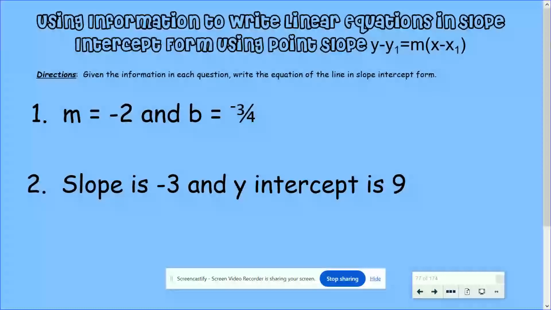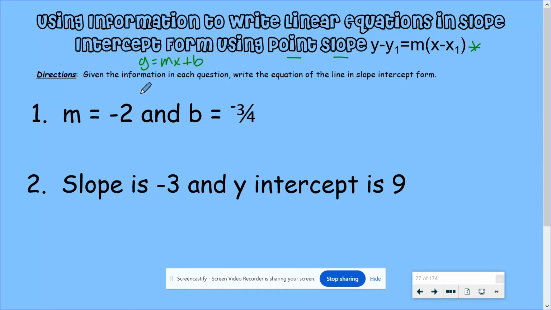Everyone, in this video, we're going to use various information to write linear equations in slope-intercept form. So in case you've forgotten, that's y equals mx plus b. And in some cases, we'll be using something called the point-slope formula, which is y minus y sub 1 equals m times the quantity of x minus x sub 1.